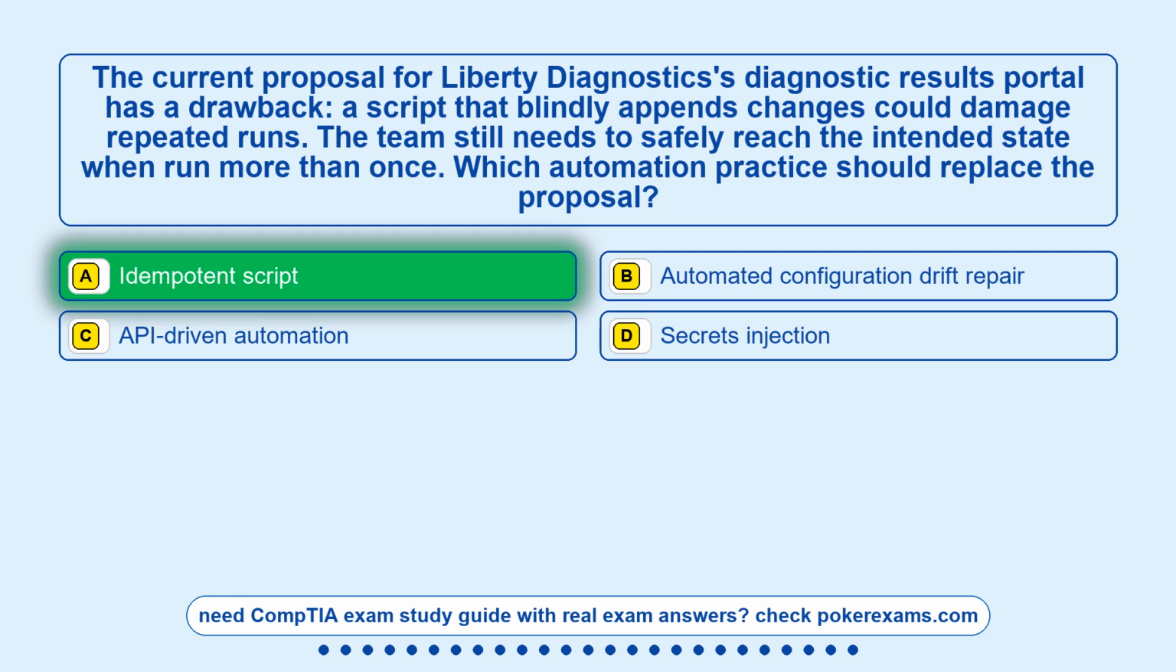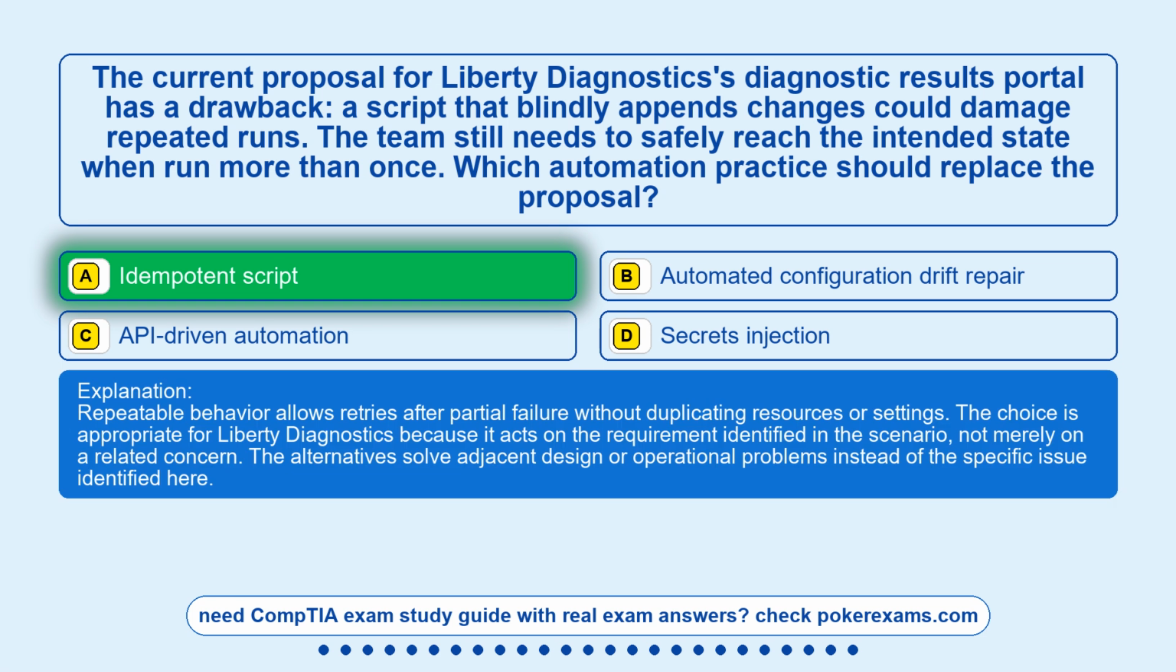The correct answer is option A, idempotent script. Repeatable behavior allows retries after partial failure without duplicating resources or settings. The choice is appropriate for Liberty Diagnostics because it acts on the requirement identified in the scenario, not merely on a related concern. The alternatives solve adjacent design or operational problems instead of the specific issue identified here.